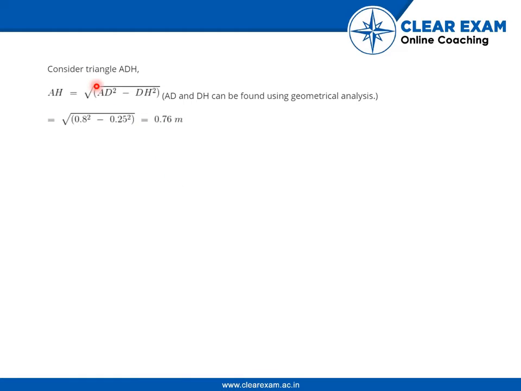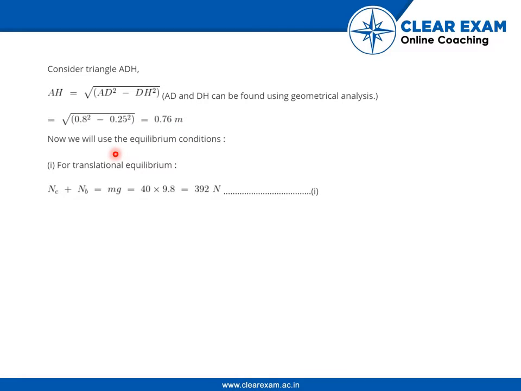Now consider the triangle ADH. So H equal to root over of AD square minus DH square. AD and DH can be found using geometrical analysis. So now putting in the values of AD and DH, we get the H to be 0.76 meter.